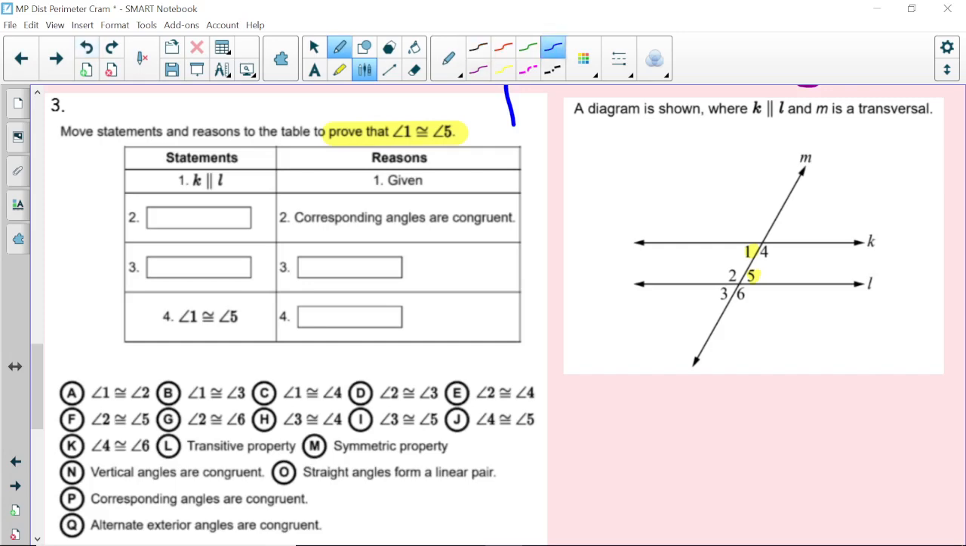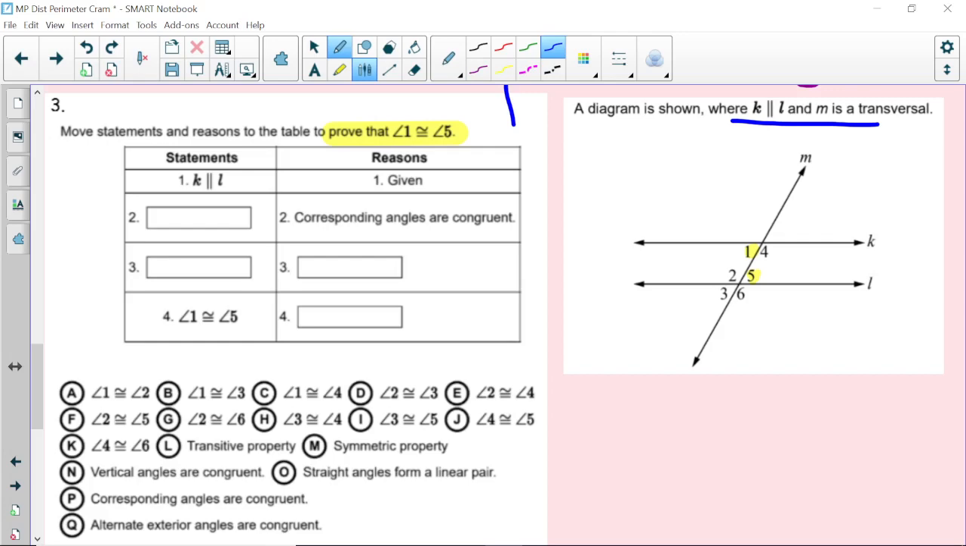So line 1, they have filled in for us that K is parallel to L. That was given. That was pulled over here. Line number 2, I don't know the statement yet, but my reason is corresponding angles are congruent. So I need to look for a pair of angles that are corresponding, but also make sense. That's going to help us reach the end goal of angle 1 being congruent to angle 5. So I should probably look for a pair of corresponding angles that involve angle 1 or angle 5.